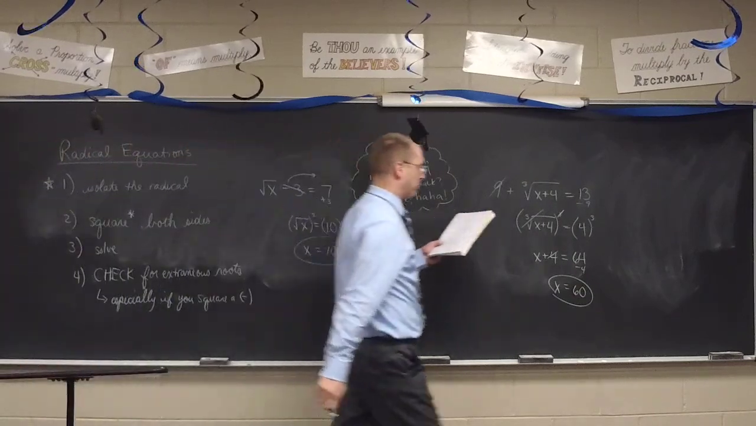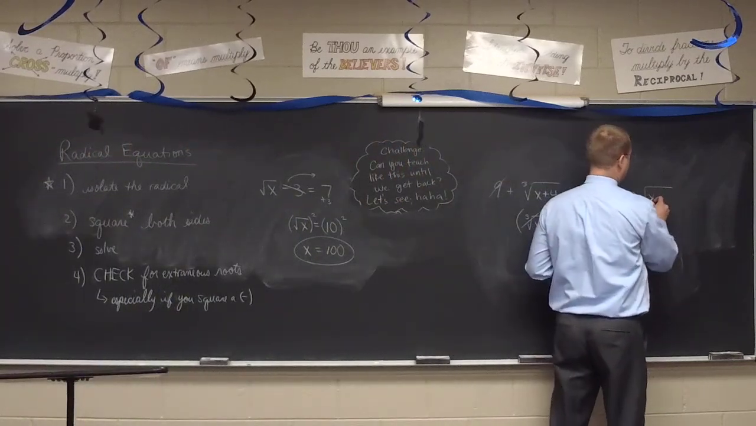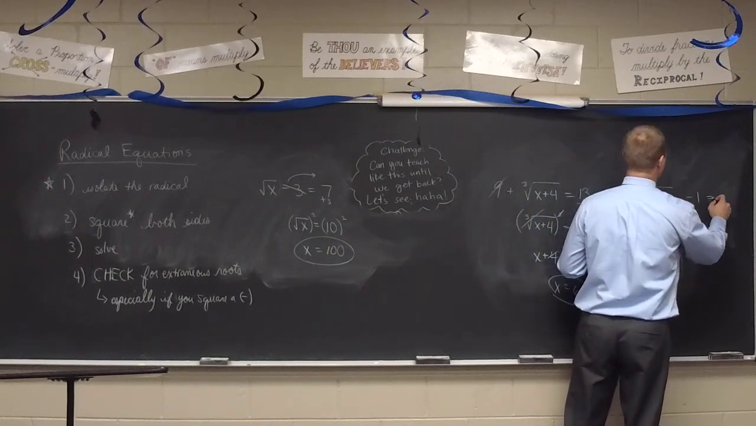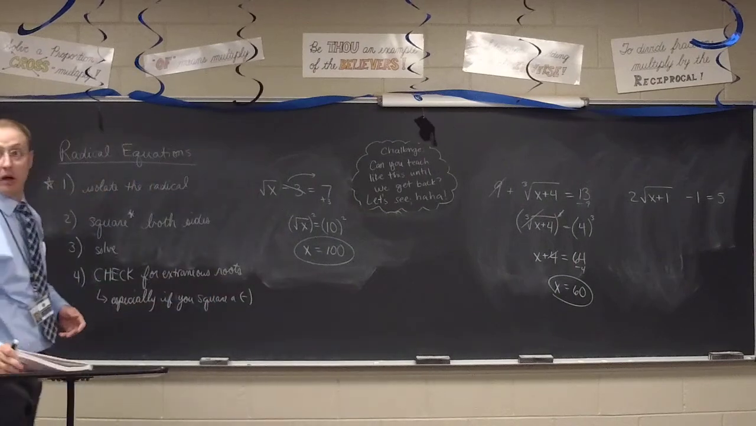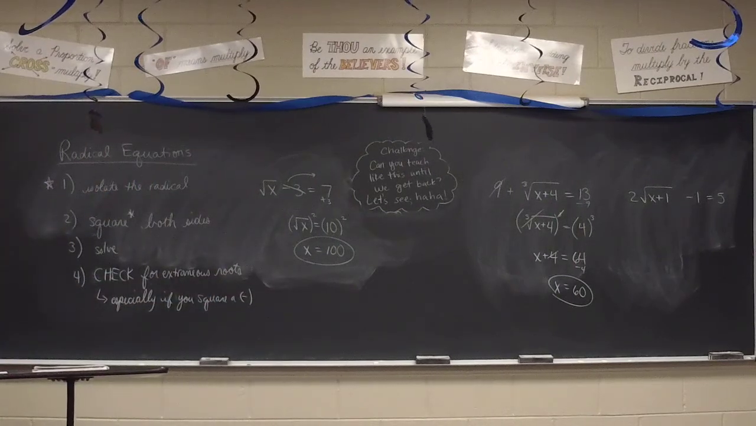Write this one down if you would, please. 2 times the square root of x plus 1 minus 1 equals 5.